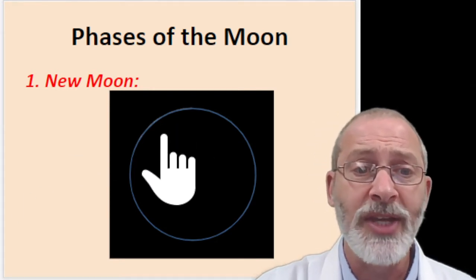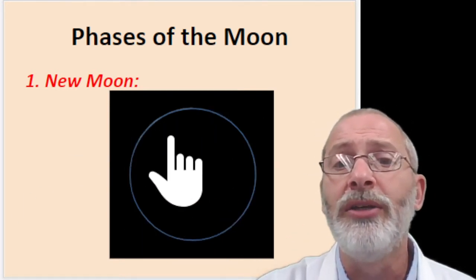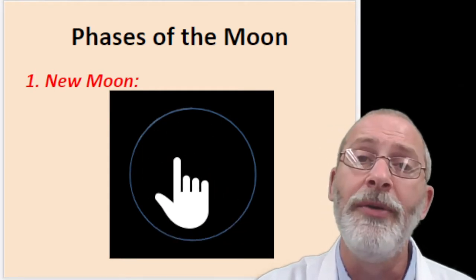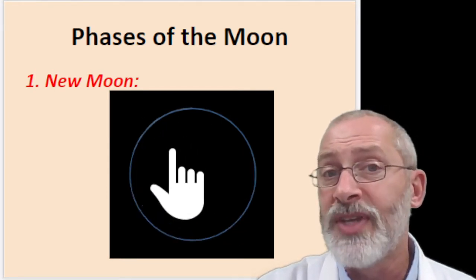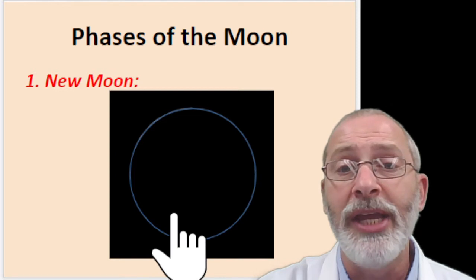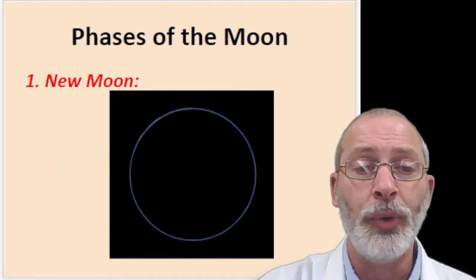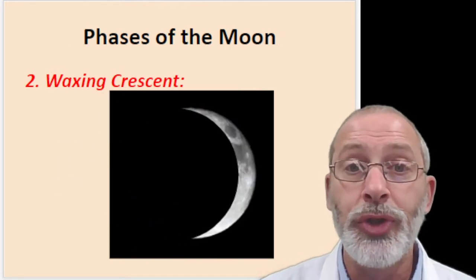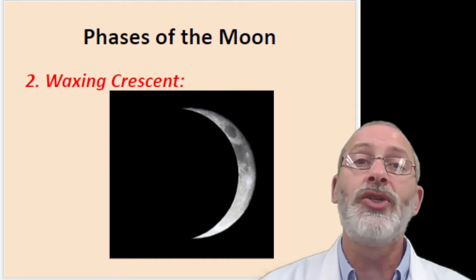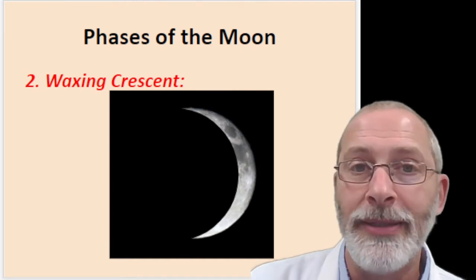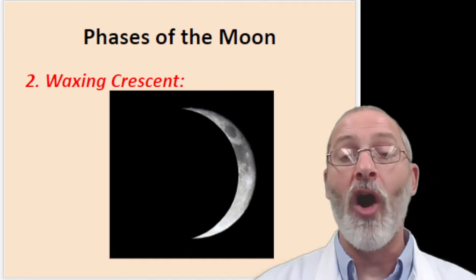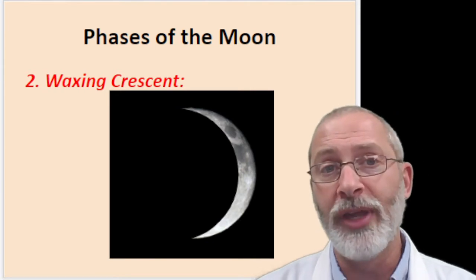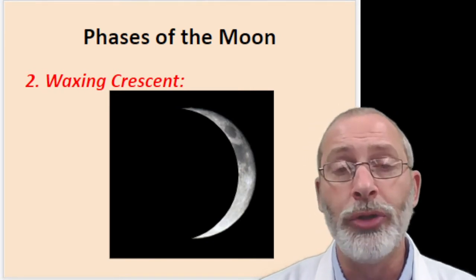So in your space next to number 1, you can color in the entire circle of the moon to represent the fact that it's all shaded. That's the new moon. Let's go to phase number 2. This is called the waxing crescent. Wax on, wax off. That's a reference to a famous movie long ago.